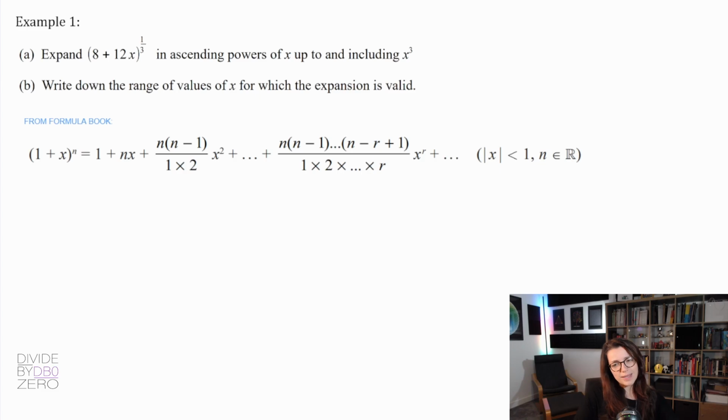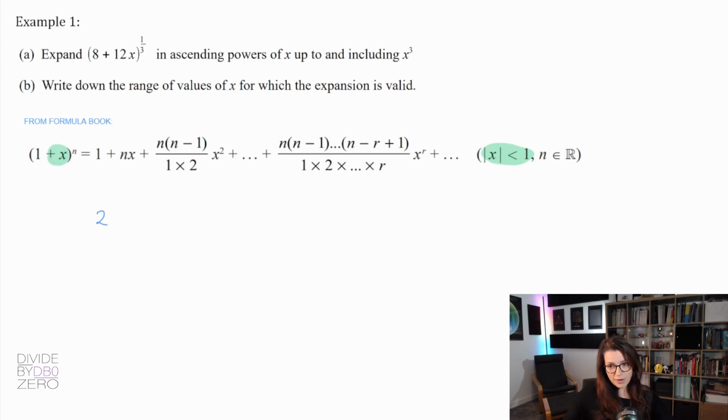Now let's look at part B. Write down the range of values of x for which the expansion is valid. Now for questions like this, which mention the validity of the expansion, we're actually going to use this fact here. The fact that the modulus of x has to be less than 1. That's referencing this x value here.